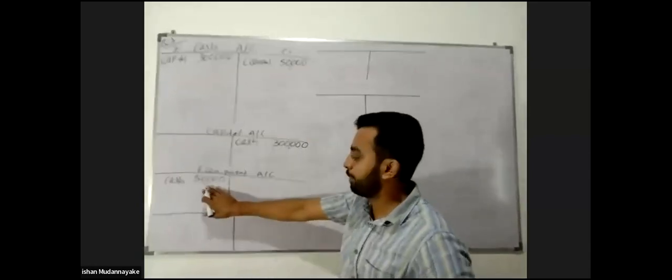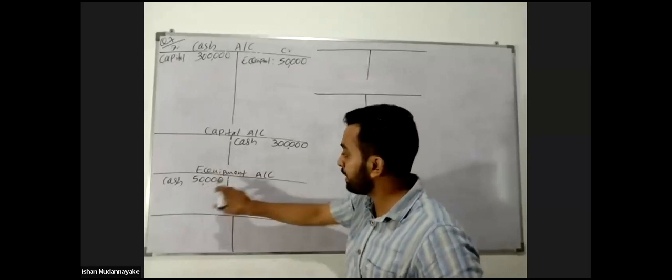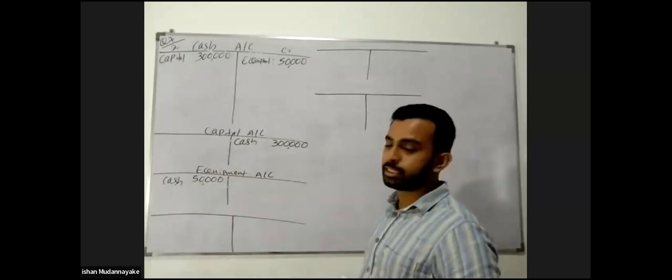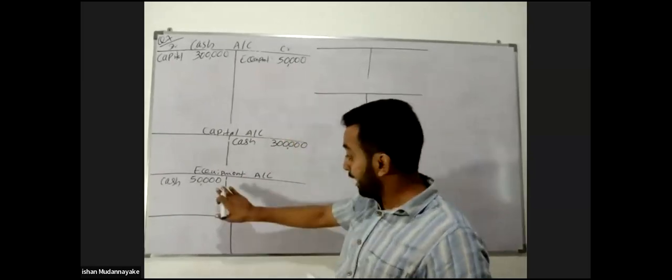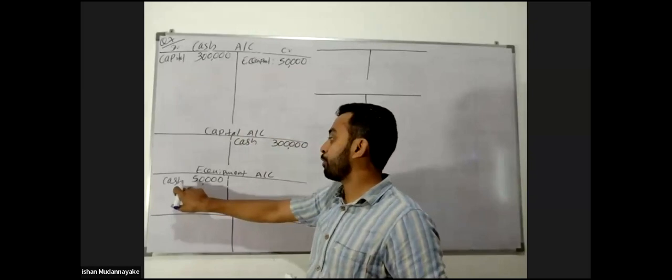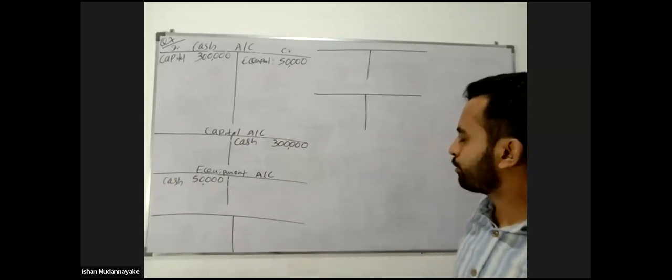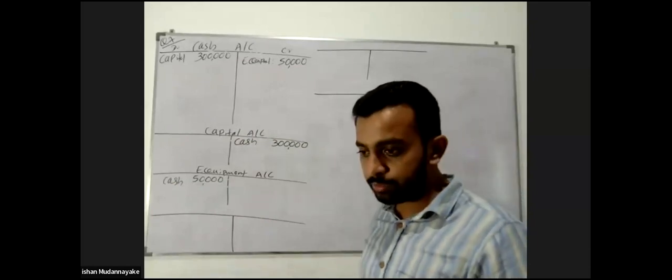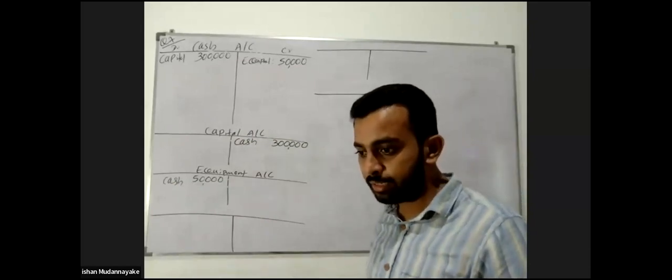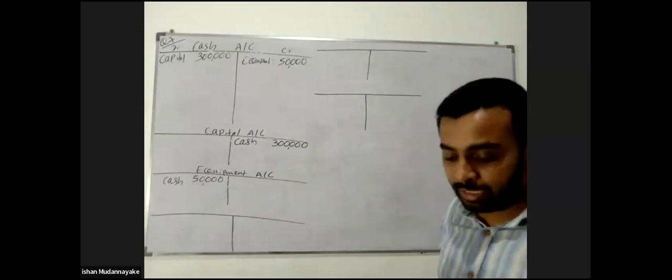Equipment account debit 50,000, description cash. If the cash book is credited, definitely you need to debit the opposite account. The opposite account is equipment. So cash book credit 50,000 equipment, and equipment account debit 50,000 cash. The opposite account is cash. Clear? Look at the third one.